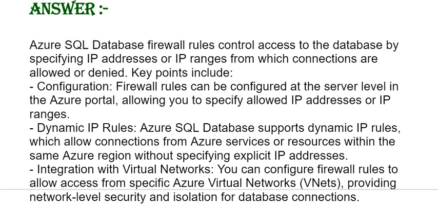The second one is dynamic IP rules. Azure SQL Database supports dynamic IP rules which allow connections from Azure services or resources within the same Azure region without specifying explicit IP addresses. Integration with virtual networks. You can configure firewall rules to allow access from specific Azure virtual networks (VNets), providing network level security and isolation for database connections.